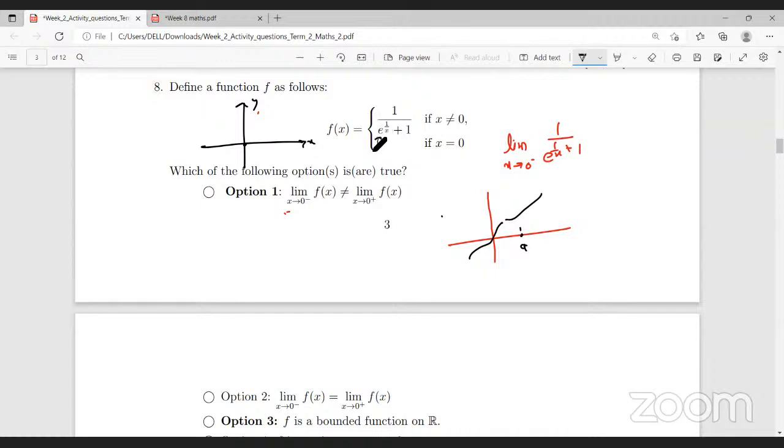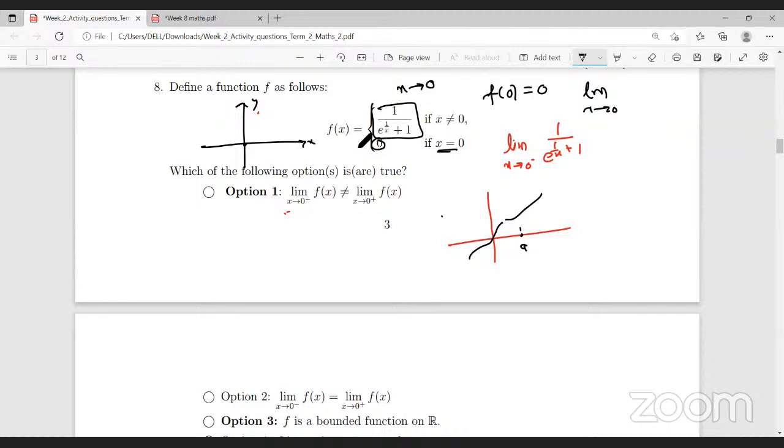For this function, we are getting x equals 0, but f of 0 equals 0. But what do we have to check for the limit as x tends to 0? When we tend towards 0, we have to check whether the left hand limit and right hand limit are the same or not. Sir, both are coming 0, right hand limit and left hand limit.